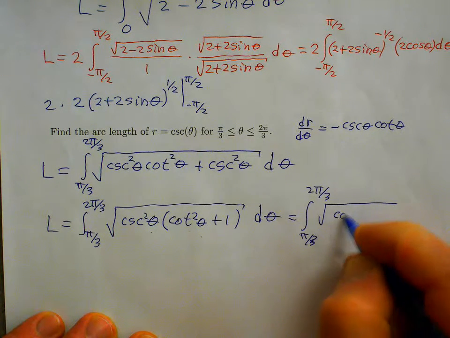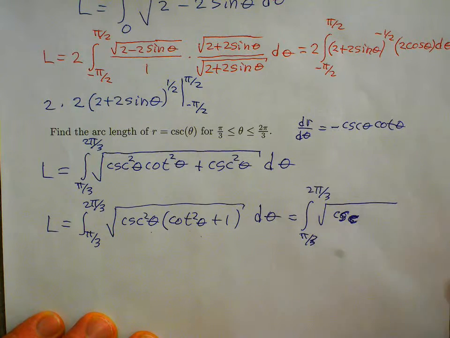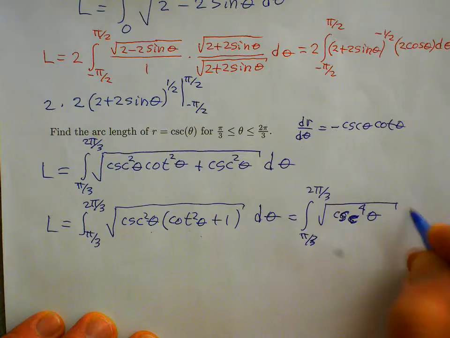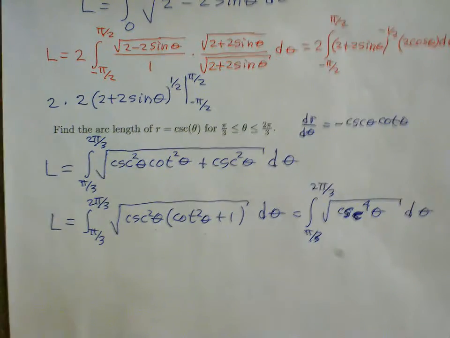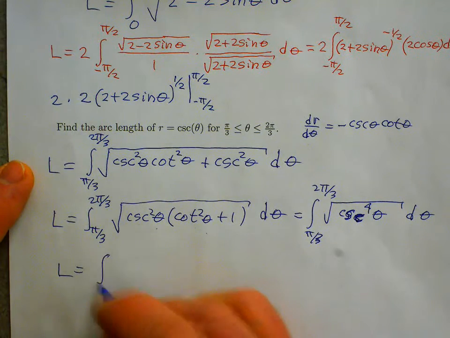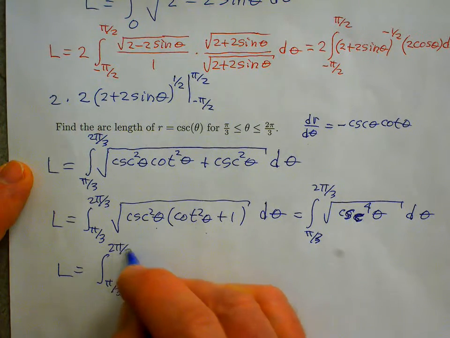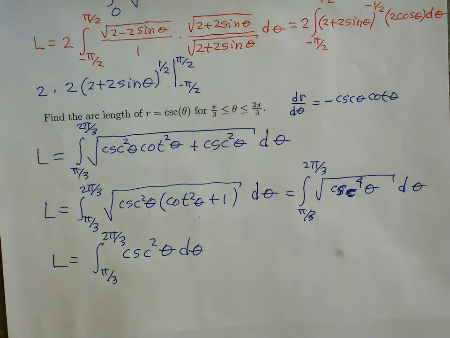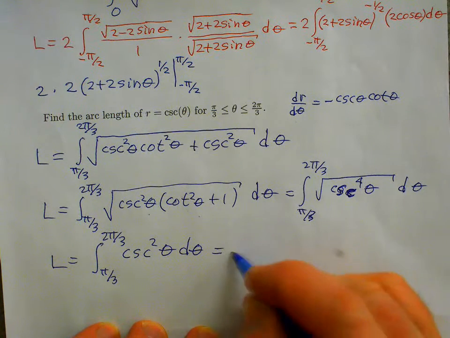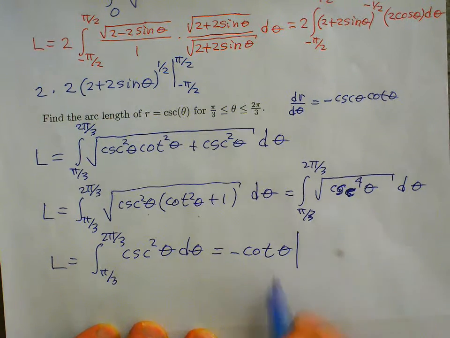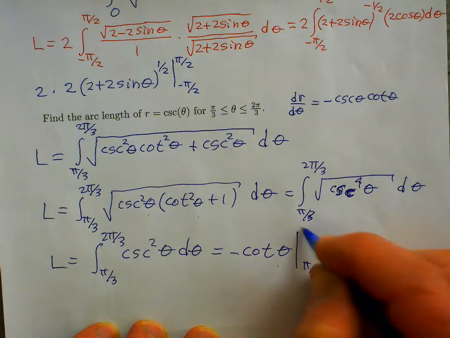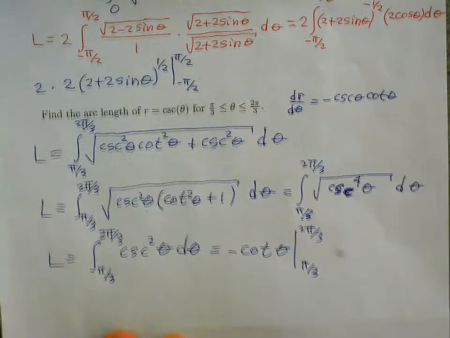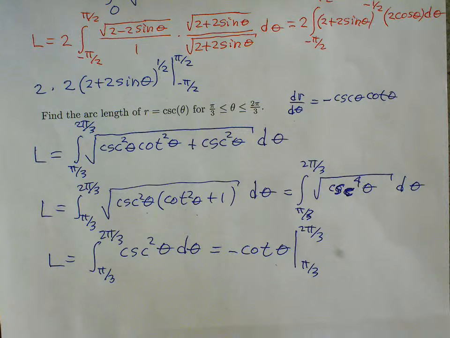So that's just cosecant of theta to the fourth, and then the square root of cosecant of theta to the fourth is cosecant of theta squared. And an antiderivative of cosecant of theta squared is negative cotangent of theta, which we will evaluate between pi over 3 and 2 pi over 3. If it helps, you can think of negative cotangent of theta as negative cosine of theta over sine of theta, and then evaluate the integral that way.